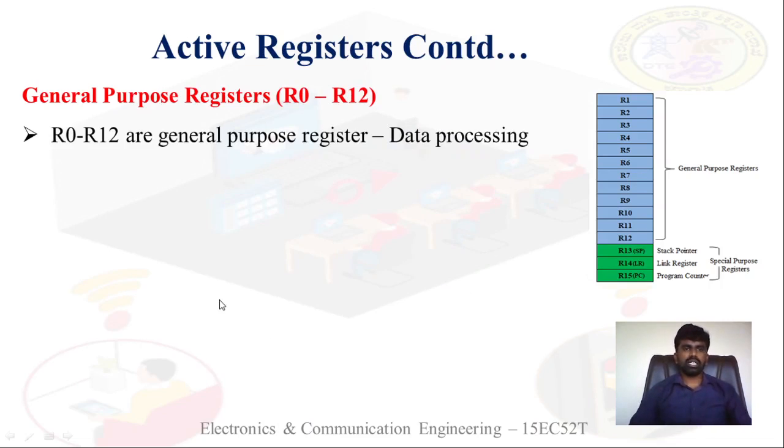First one, general purpose registers. In ARM, R0 to R12 are called general purpose registers. These are available for users. These registers are used for processing the data. These registers R0 to R12, totally 13 registers, are used for processing the data. Then there are three different special purpose registers present in the ARM.